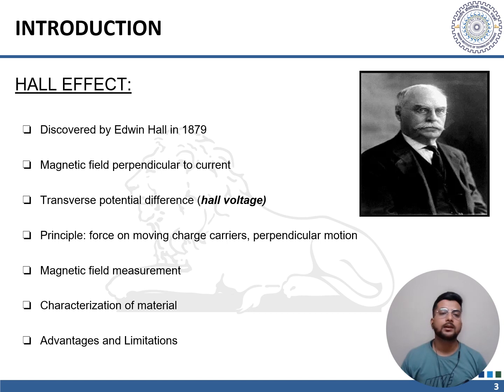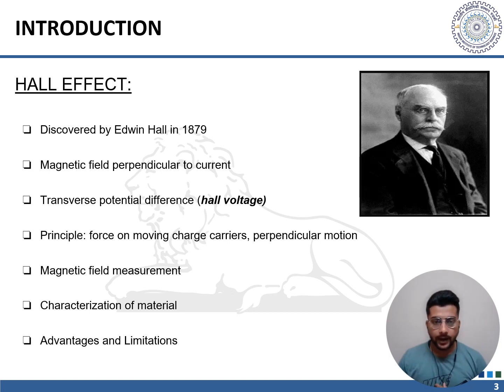Basically, Hall effect was discovered by Edwin Hall in the year 1879. What he discovered is that when a current carrying conductor or semiconductor is placed perpendicularly to a magnetic field, voltage is generated that could be measured at right angles to the current path. So basically what it means is that whenever you apply a magnetic field perpendicular to the current direction, there is a transverse potential difference generated across the conductor. That transverse potential difference is known as Hall voltage, and this phenomenon is called Hall effect.